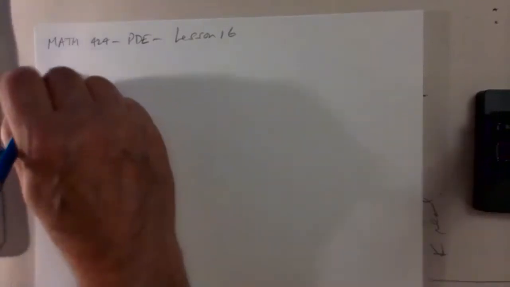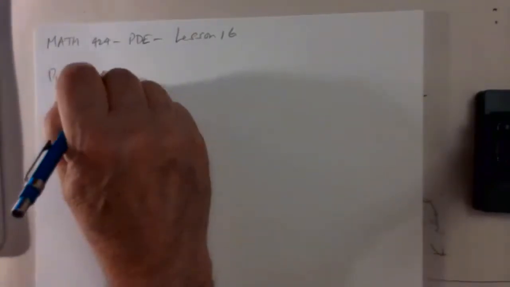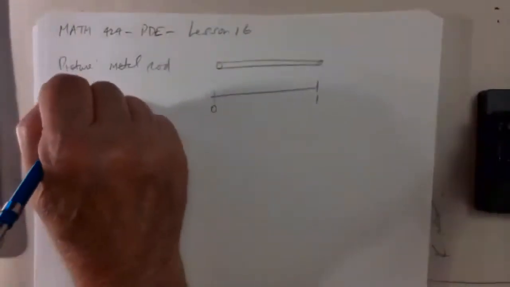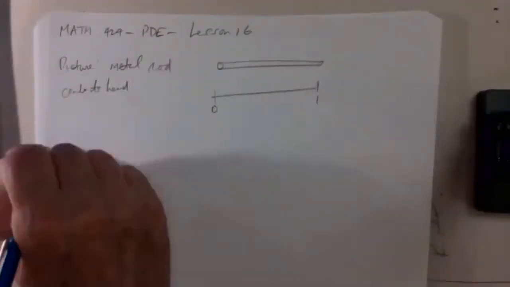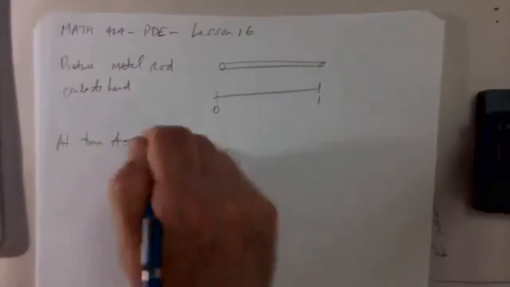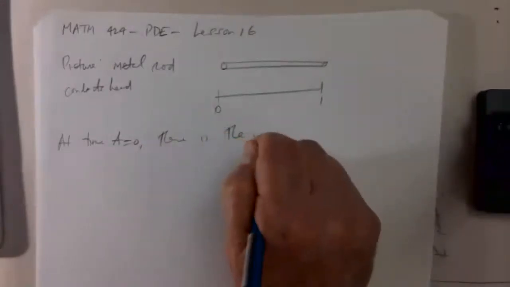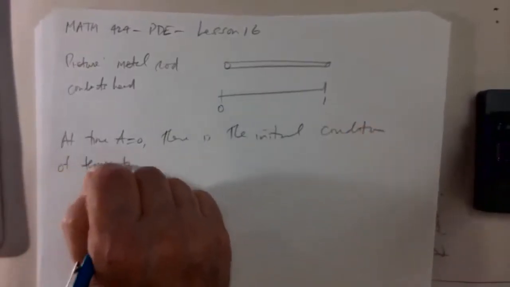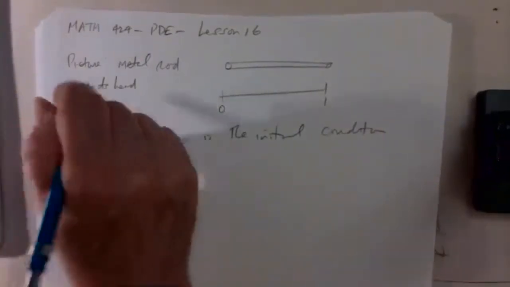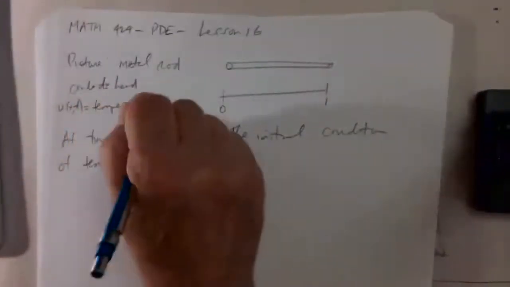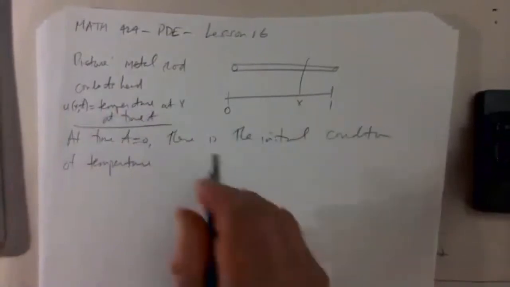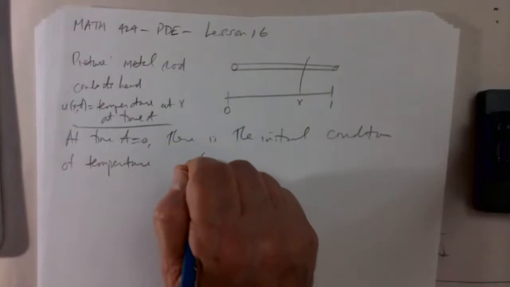So our picture is, we have a metal rod which conducts heat. And let's say it has length 1. And at time t equals 0, there is the initial condition of temperature. So u of x,t is going to be the temperature at position x in the rod at time t.